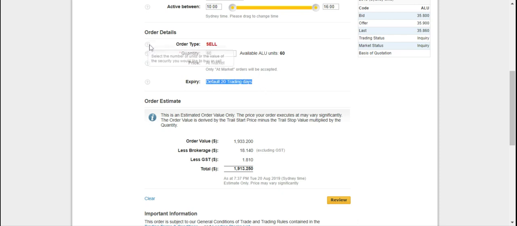There's always little question marks here to give you a hint on what you're meant to be doing. You can see here that the order value is 19.33. The brokerage is $18, less GST, whatever. So I probably bought around $2,000 worth of these stocks in my play account, and you can see that I end up with 19.13 if it hits that stop loss and I get kicked out. So the next thing to do is go review.